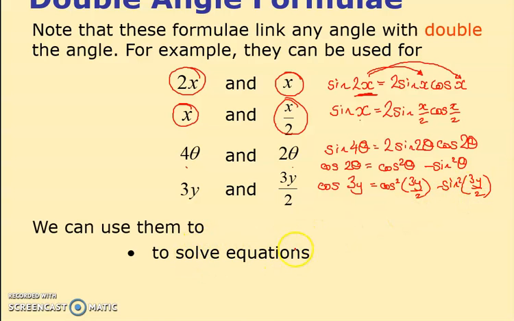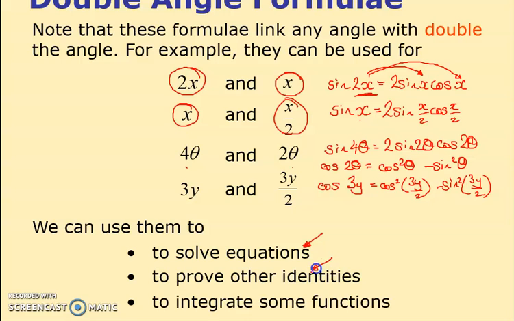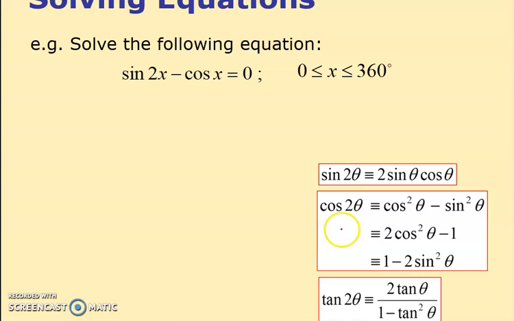As I hinted at before, we use these in a variety of situations, one of which is solving equations, one of which is identities, and integrating functions. Definitely integrating functions comes up loads. So first of all, let's have an equation, sine 2x minus cos x. That's okay. This is the bit I don't like: sine 2x. I've got 3 formulas, so I can write this as 2 sine x cos x minus cos x is equal to 0.